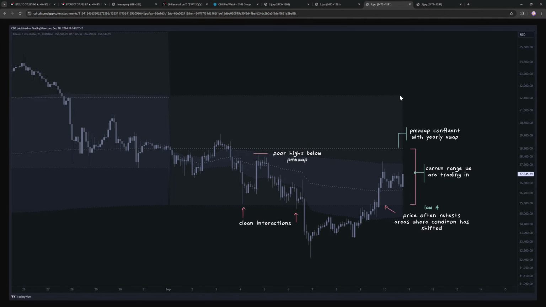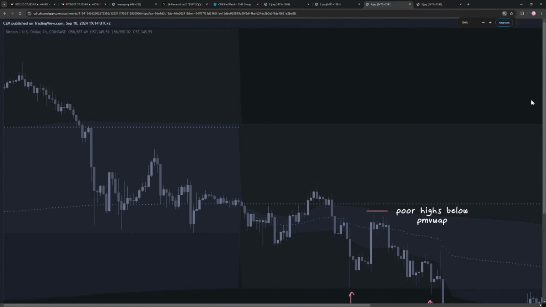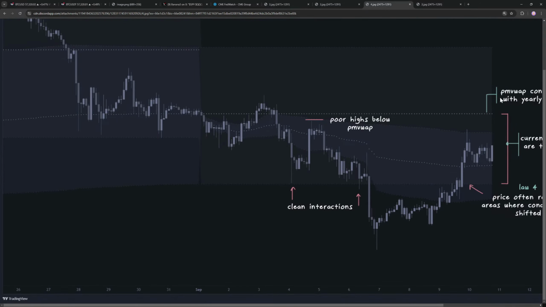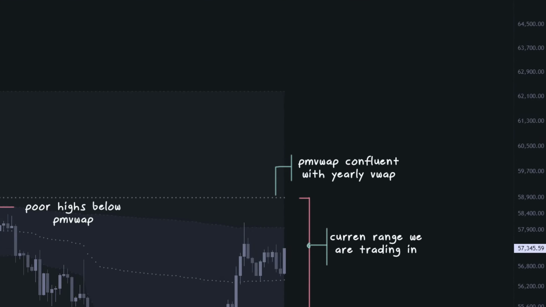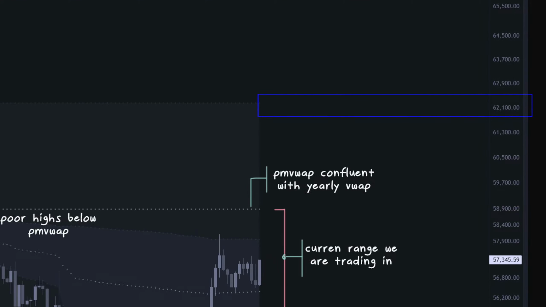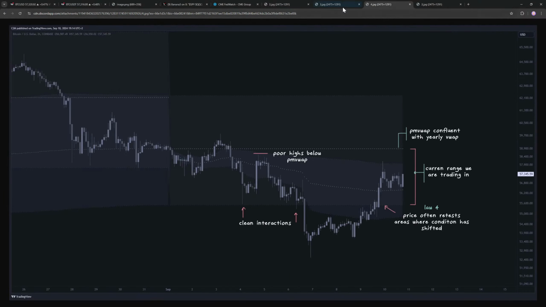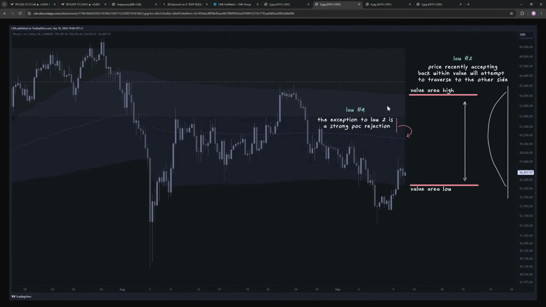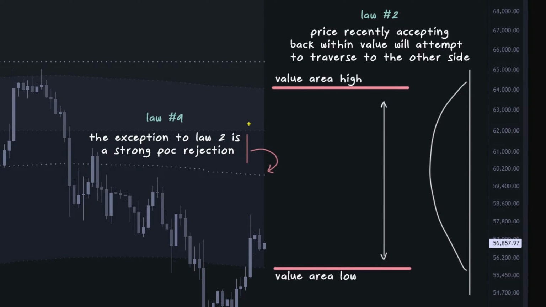Now, where's previous month value area high coming in? Look to the right, 62. Whoops, I pressed the wrong button. Right here, let me just show you, 62.100. Now, where have we seen this before? Let's take a look at quarterly. Where's quarterly value area low coming in? It's around 62.